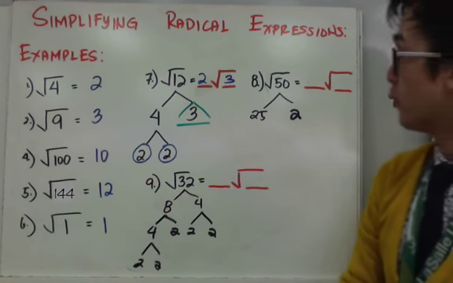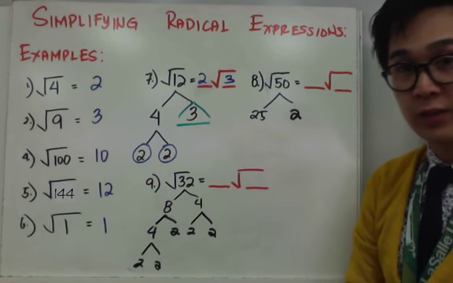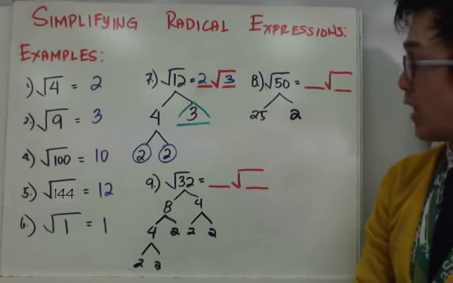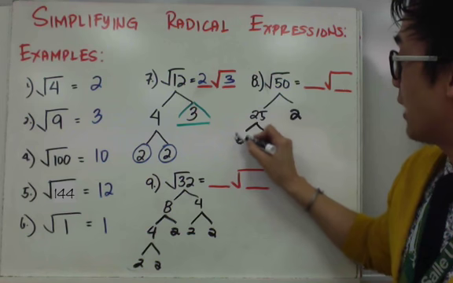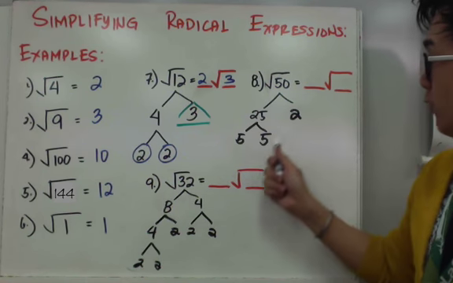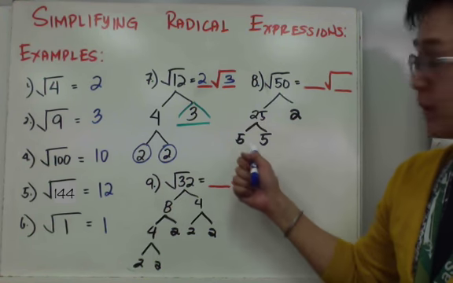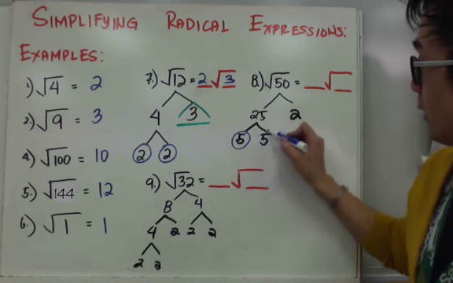Now for number 8, we have square root of 50. And we know that 50 has a factor pair of 25 and 2. So 25 can still be factored into 5 and 5. So now we have 2, 5, and 5 as our roots. We call them roots because they're our endpoints. So we have a pair of 5, and 1 two.